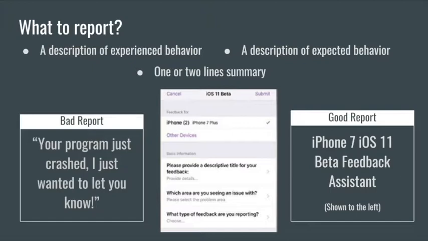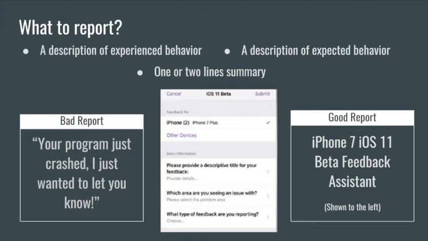A poor bug report, for example, would be one that merely reads, "Your program just crashed. I just wanted to let you know." This report does not highlight the expected behavior, nor does it give a description of the experienced behavior. It does, however, have a one-line summary.